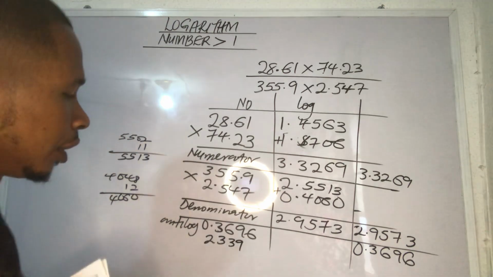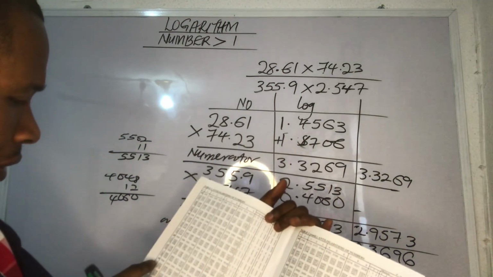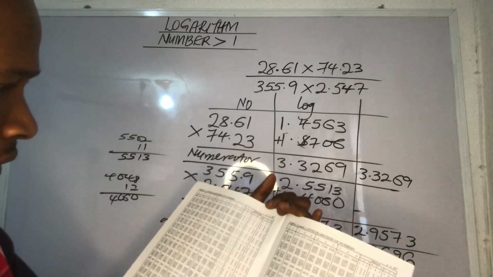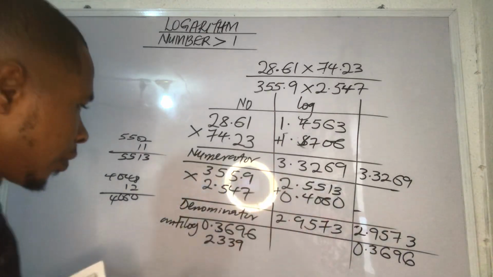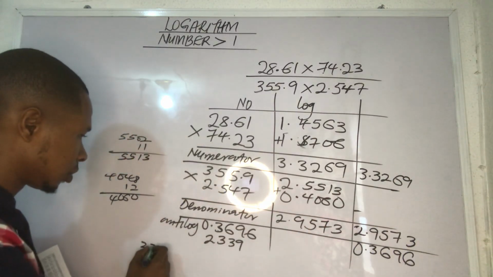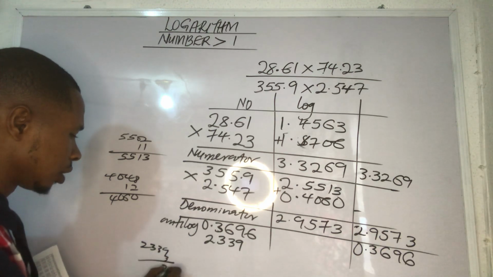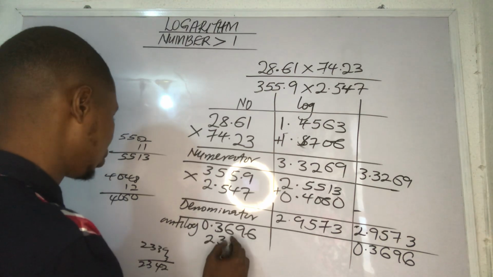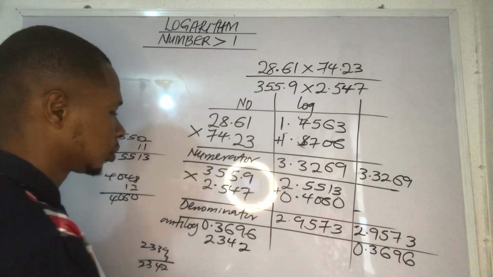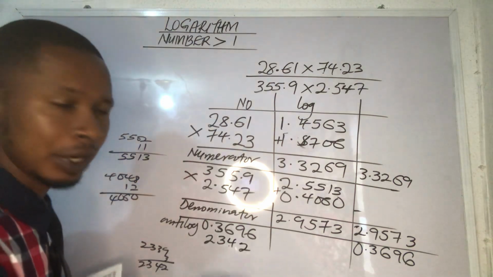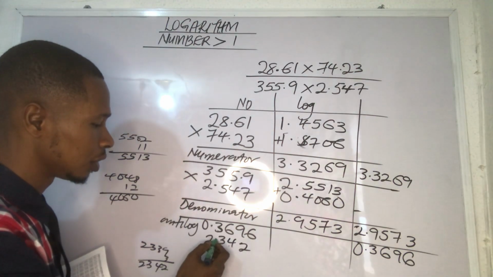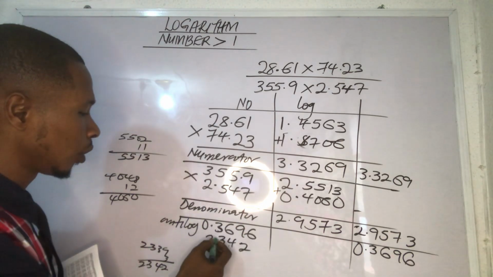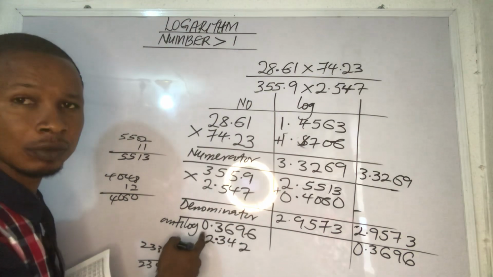So you have 2339. Then difference 6. Difference 6 is 3. So if I add 3 to this, you have 2339 plus 3, which is 2342. That will give me 2342. In anti-log, the point is already in front of the first non-zero digit here, and it can either move forward or backward. But it will move forward in this case because the number here is positive.